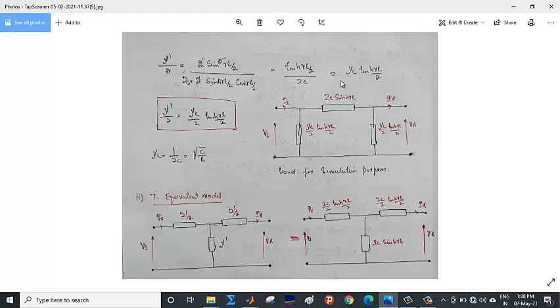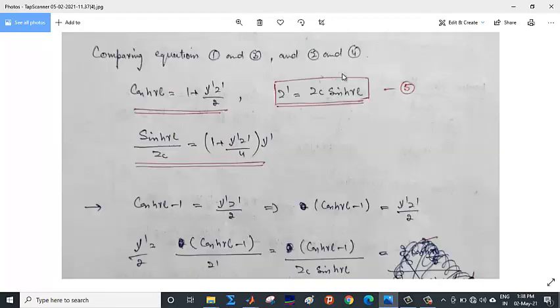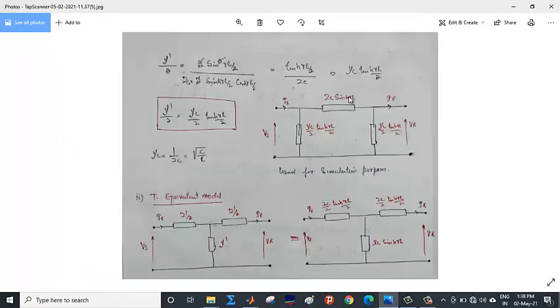So this is equal to Yc tan hyperbolic gamma L by 2. That means y dash by 2 is equal to Yc tan hyperbolic gamma L by 2 divided by 2. We have already calculated that Yc is equal to 1 by Zc, that is equal to root of C by L, the inverse of Zc. So the series parameter, Z dash, will be equal to Zc sin hyperbolic gamma L, and this y dash by 2 is equal to Yc by 2 tan hyperbolic gamma L by 2. This is also Yc by 2 tan hyperbolic gamma L by 2.